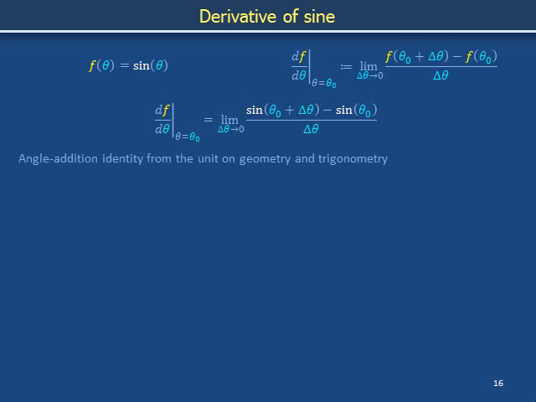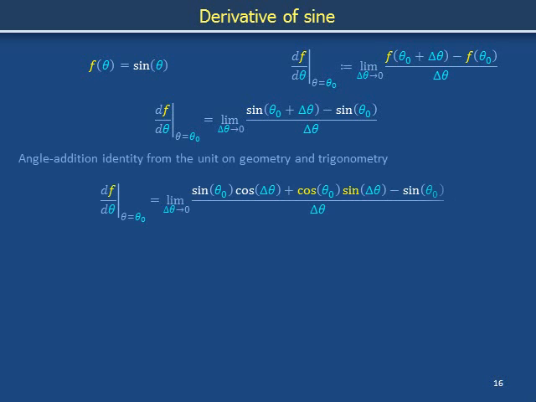Using the angle addition identity for sine we previously reviewed in the module on Euclidean geometry and trigonometry, we rewrite the term sine on theta naught plus delta theta using the mnemonic sine cosine cosine sine, or more slowly, sine on theta naught times cosine delta theta plus cosine theta naught in yellow times sine of delta theta also in yellow. Everything else in the equation is untouched.